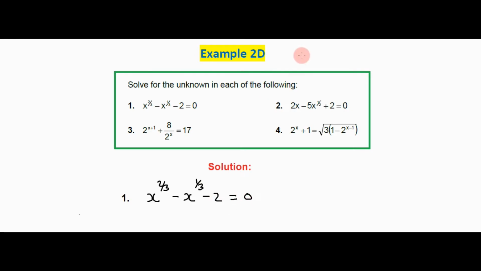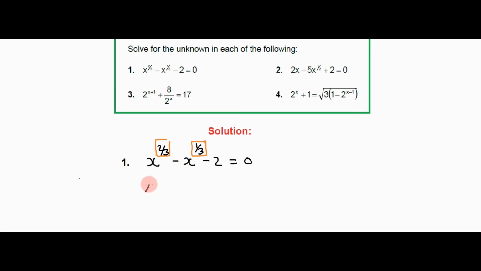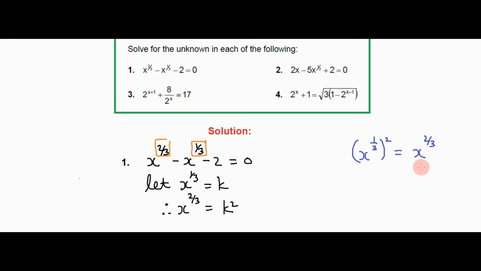What's important to note about this type is that the power of the first x will always be twice the power of the second x. In other words, 2/3 is twice 1/3. In this case, we use something called k substitution. We always let the middle x, in this case x to the 1/3, equal k. Then the first x, in other words x to the 2/3, will be k squared. Because if we take x to the 1/3, which is k, and we square it, we get x to the 2/3. In other words, k squared.